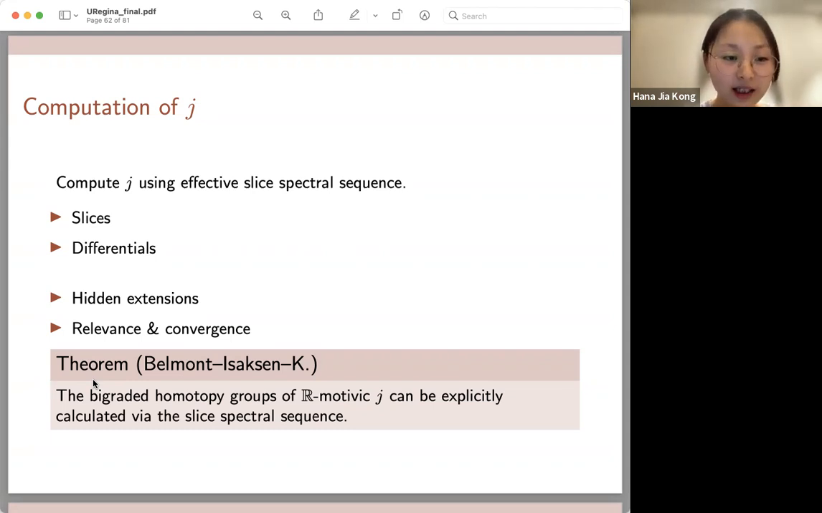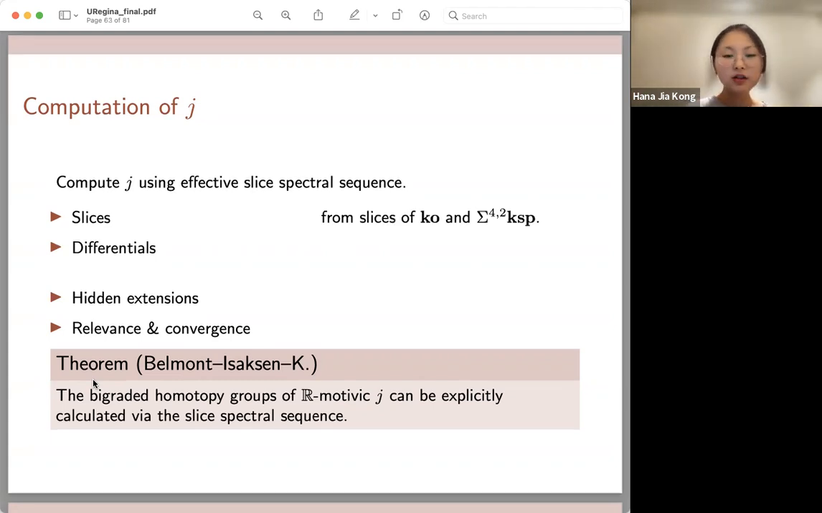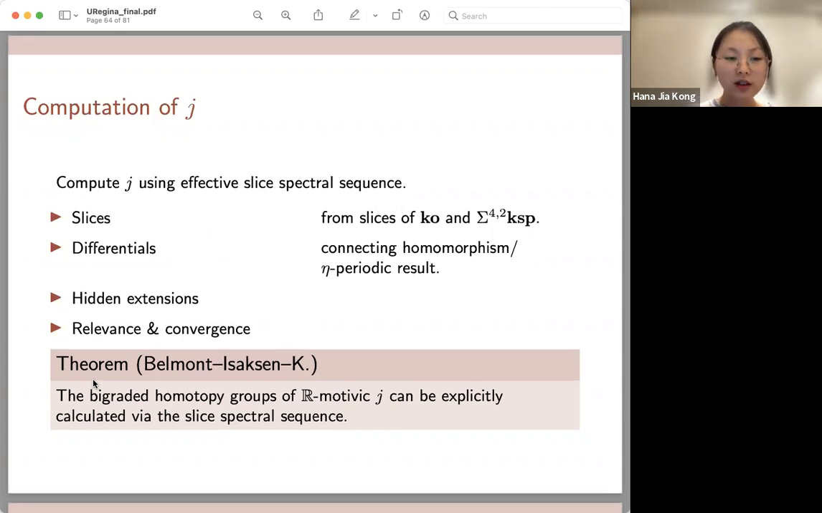Okay. And how we did each step. For the slices, this is just a sketch. To introduce the slices of J, we use knowledge of slices of KL, slices of the suspension of 2 KSP, and what we know about the Adams operation. And for the differentials, there are 2 kinds of differentials. One is D1 and the other is higher differentials. The D1 differentials are actual maps between the slices, between spectra, the connecting homomorphism, so they can be analyzed using these actual maps between homotopy groups of spectra. And the higher differentials are analyzed by comparing to the eta-periodic result.